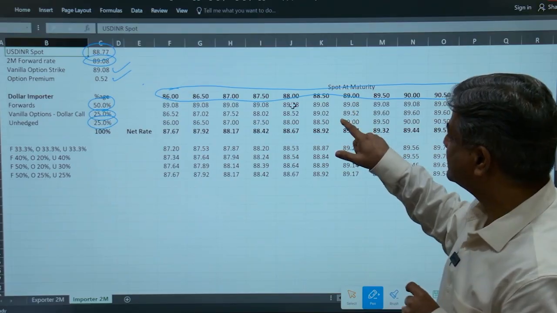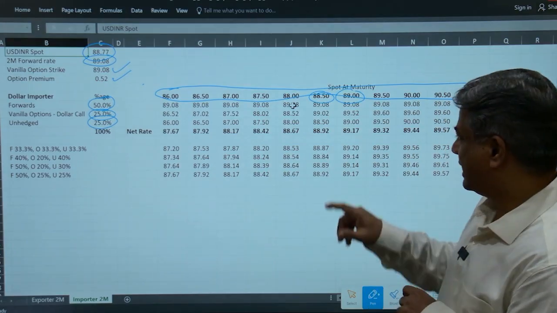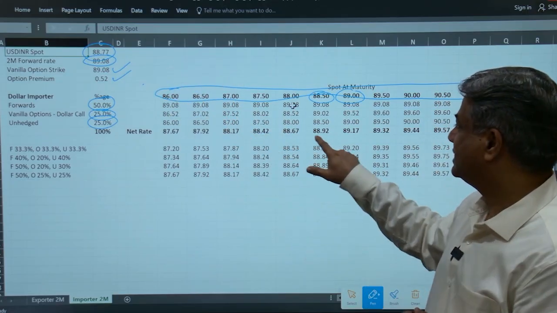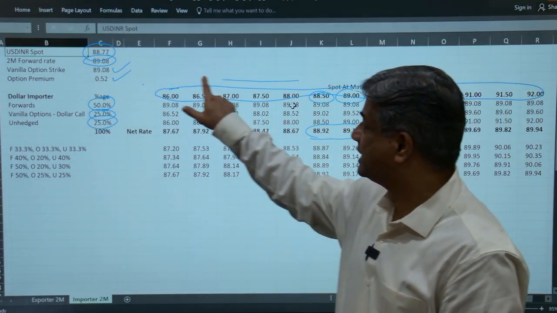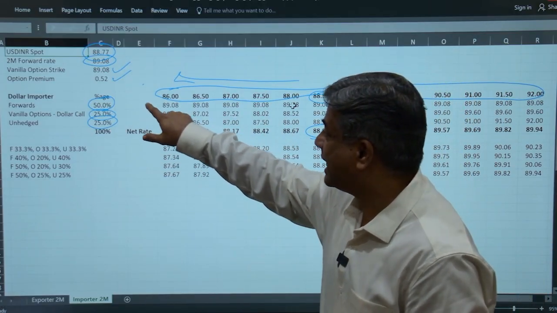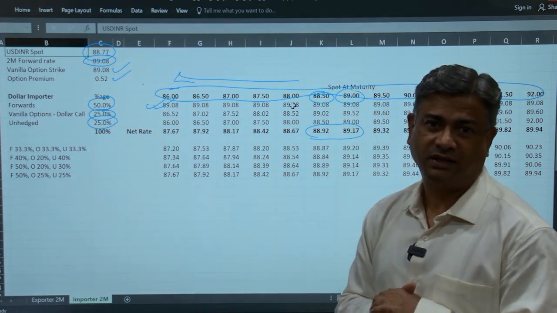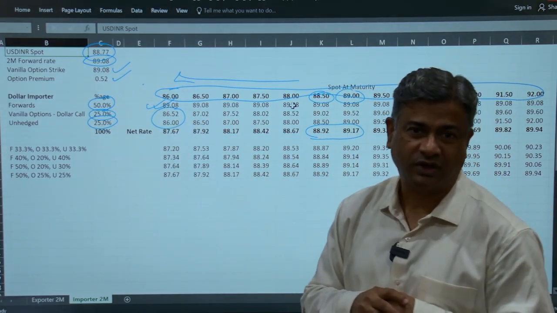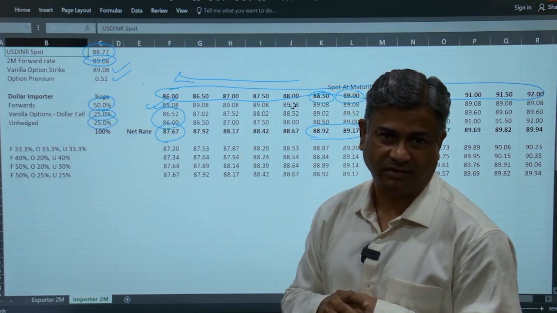I am standing somewhere close to here currently, somewhere between 88.50 to 89, and if the market remains at this level 2 months later, then this is the net rate I get. But if the market moves, let us take first rupee gains. If rupee gains and goes towards 86, then I am stuck with forwards at 89.08 for 50% of my positions, but I get the benefit from open positions as well as from vanilla options. So, my net rate comes substantially lower to 87.67.